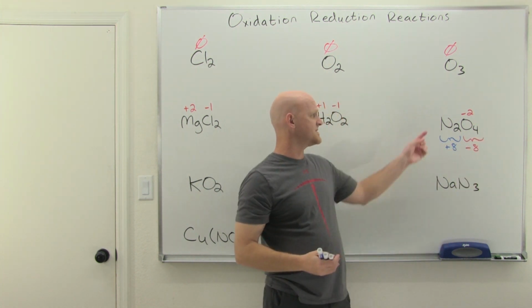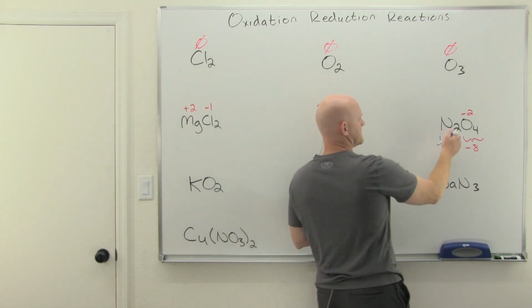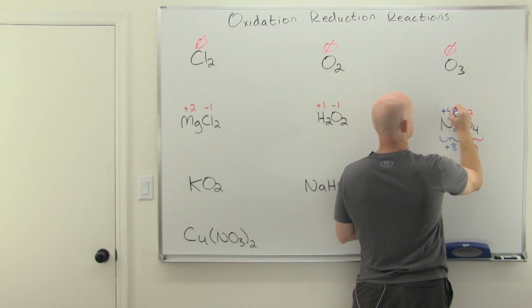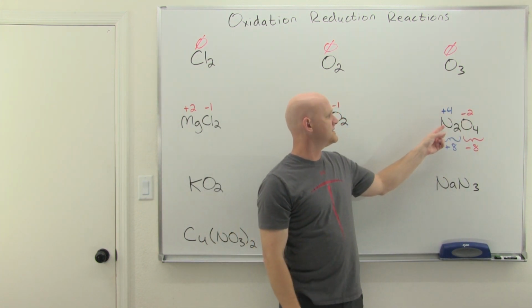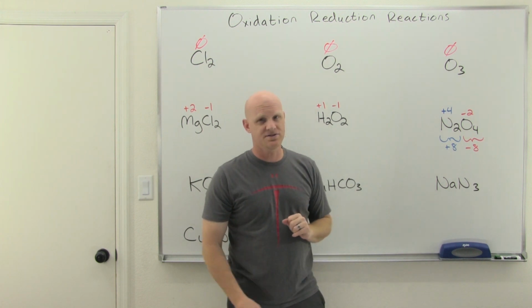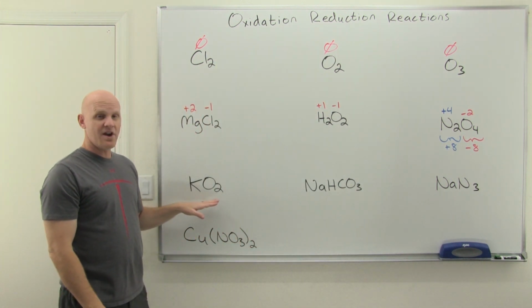And so the question is, well, what does each nitrogen have to be to supply a total charge of +8? Well, there's 2 of them, so they must each be +4. And so oxygen's in the -2 oxidation state, and nitrogen's in the +4 oxidation state. Let's do another example. All right, so this is another funky example.